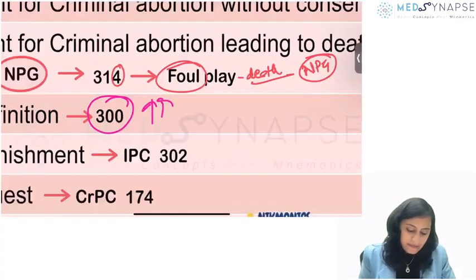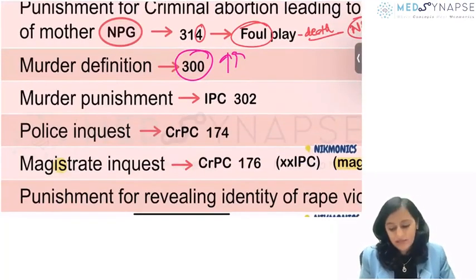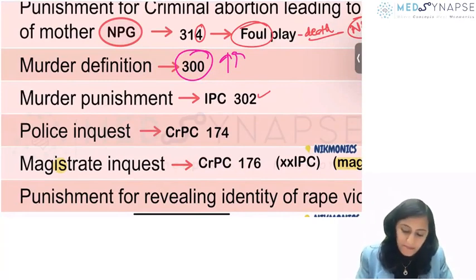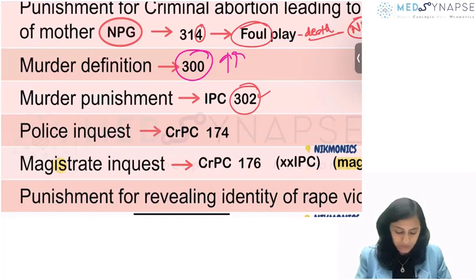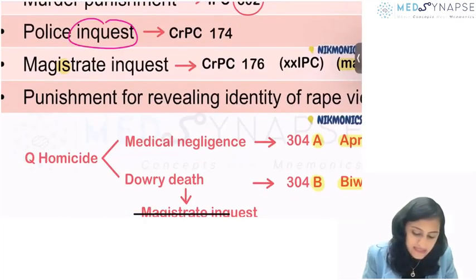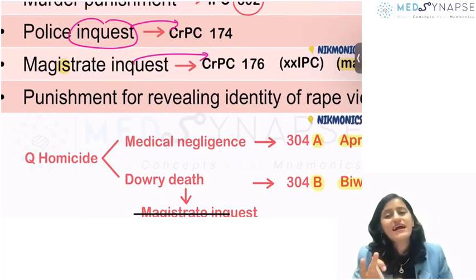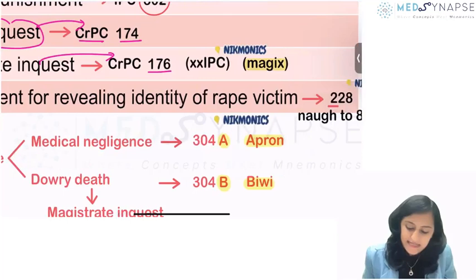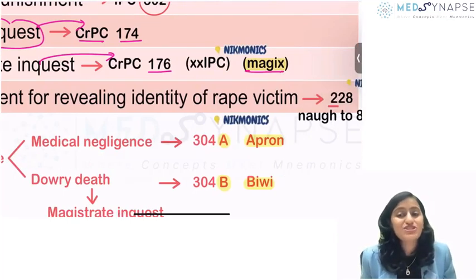Okay. Murder definition 300, murder punishment, Dafa 302 ke tahat, the Hindi movies say it very often. Punishment is given under 302. Police inquest and magistrate inquest. Remember, inquest comes under CrPC, not under IPC. You are not giving punishment to police and magistrate. It is the Criminal Procedure Code. So CrPC 174, 176. Remember, it has magics. Magis is magics. It is 176.